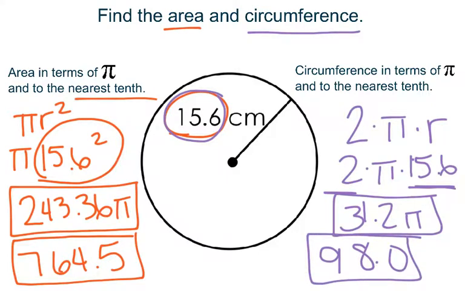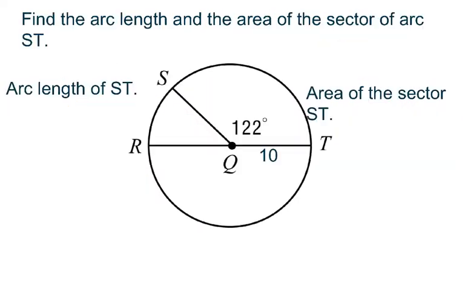Alright, so that's how you do that, and that should not be any new information. That should be stuff you already know how to do. You just may not have heard the "in terms of pi" and "to the nearest tenth," that difference. So hopefully you got that.